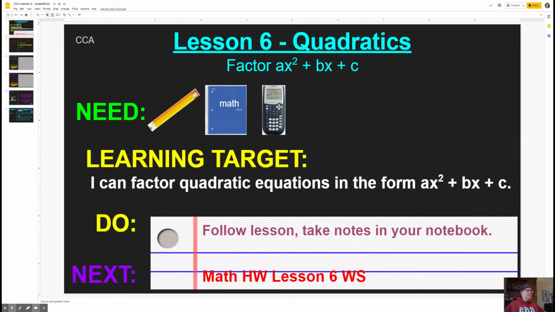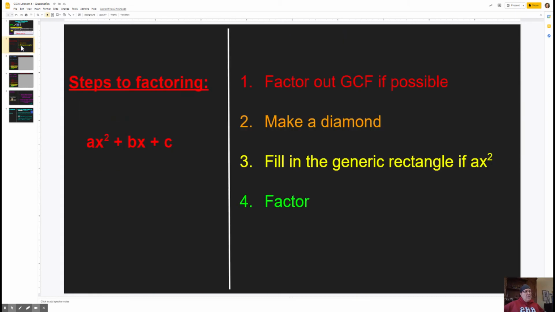All right, so again, lesson 6 quadratics, factoring ax squared plus bx plus c. That a is going to represent a coefficient other than 1. If you think about what we talked about last class, the x squared term was plain. There was no number in front of it, so it was understood that the coefficient was 1. Today, we're going to take it a step further. So we do have some steps that we are going to follow with factoring quadratics that are in the form of ax squared plus bx plus c.